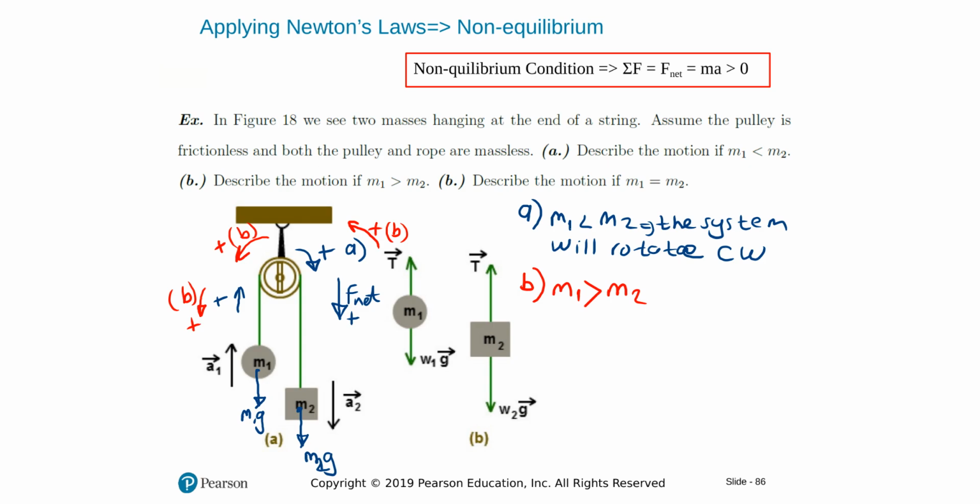Just go by logic. The system will rotate left because M1G will win.